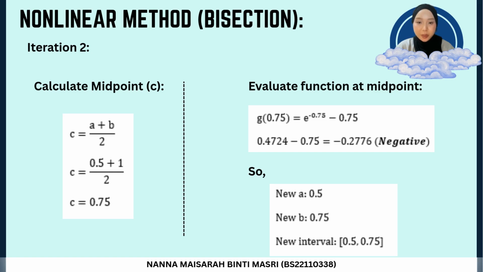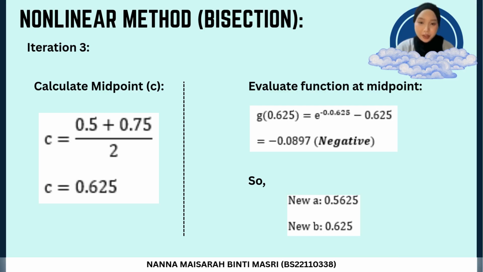My new interval was 0.5 to 1. So I calculated the midpoint, C, and my new midpoint becomes 0.75. This time, when I plug 0.75 into the function, the result value was negative 0.27. Since this is negative, it replaced my upper bound b, so my upper limit moved down to 0.75.